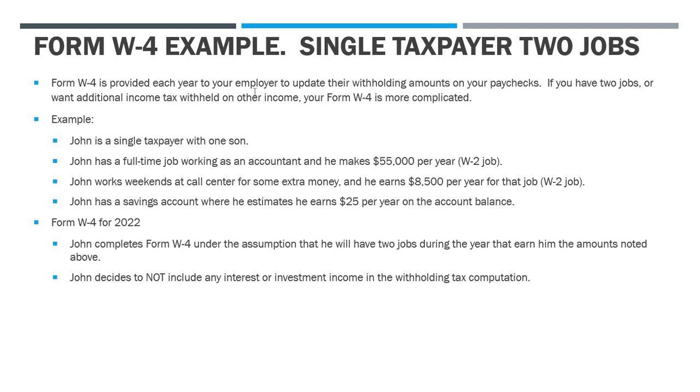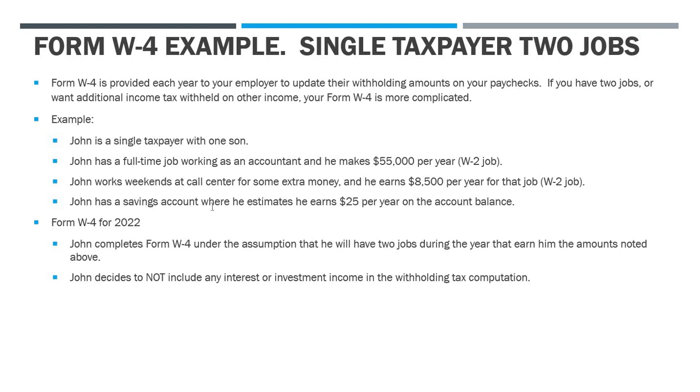So the taxpayer we're going to be going through this for is John. He's a single taxpayer and he has a son. His son's, let's say, 13, so he's anticipating getting a child tax credit for his son. John has a full-time job working as an accountant and he makes $55K a year. And then John also works weekends at a call center, so this is his second job, and he anticipates he's going to earn about $8,500 a year for that second job.